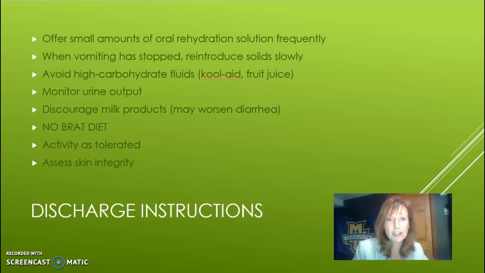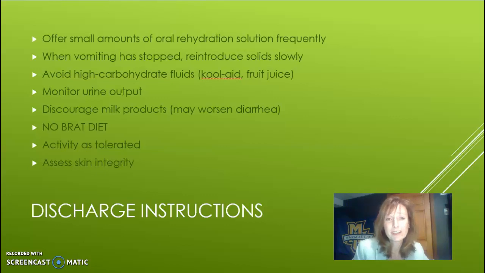So the diarrhea can actually last up to 2 weeks, and you can feed through diarrhea, meaning, again, you don't have to only offer clear liquids or the BRAT diet. You can offer the child's regular diet if there's just diarrhea that continues, because it may last for a little bit of time. The child can be active as tolerated. There's no need for bed rest.